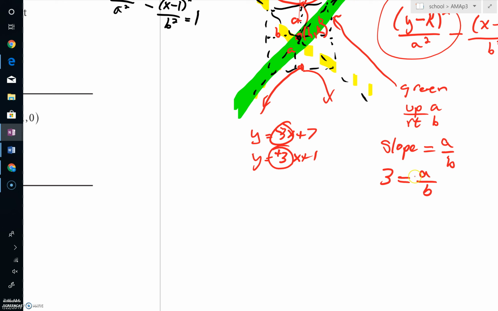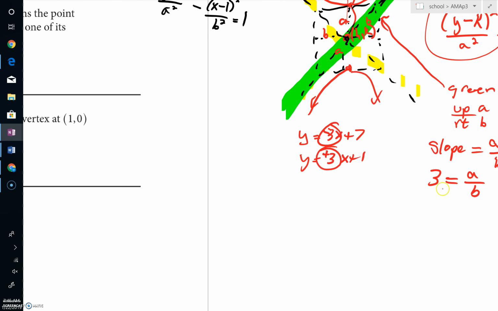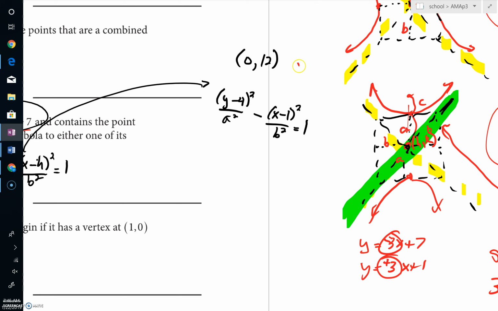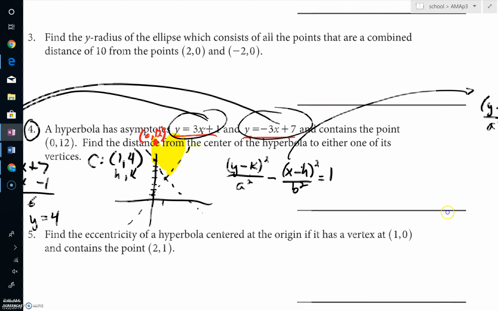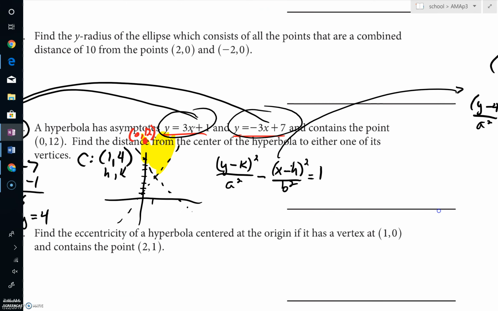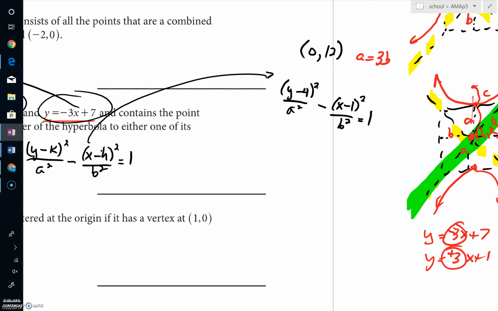Why? Because you're going to go up so much, and you're going to go over. Wow, this is really cool, I might be able to figure this out. In other words, A would equal 3B. Ultimately what we're trying to do is find the distance from the center to one of its vertices. But if I plug in x equals 0 and y equals 12, and also substitute in that A is equal to 3B, I'd be able to find my A and B then.